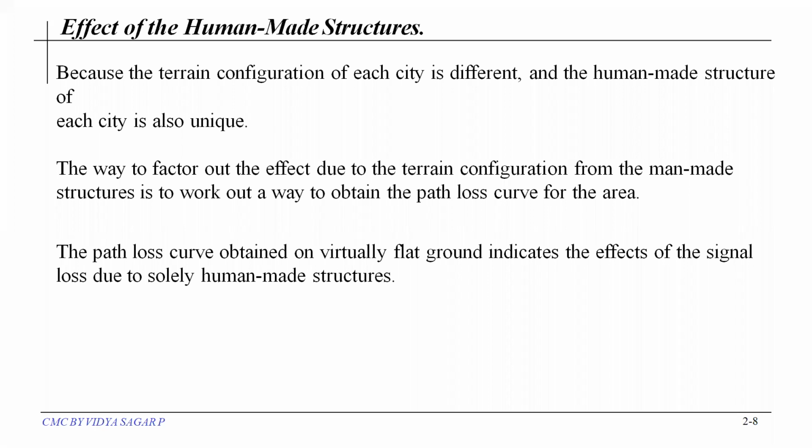For that, we have to derive a path loss curve. The different path loss curves obtained in each city show the different human made structures in that city. For that, we have to measure the signal strength at those high spots and low spots surrounded by the cell sites.